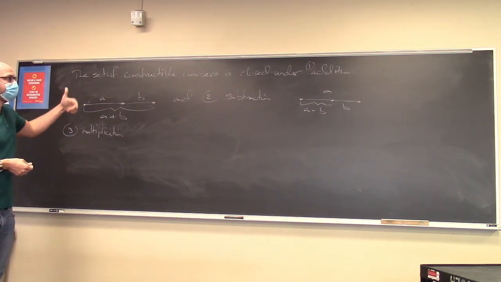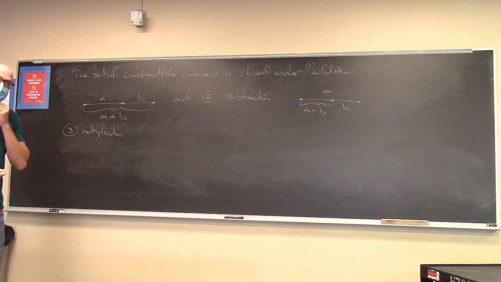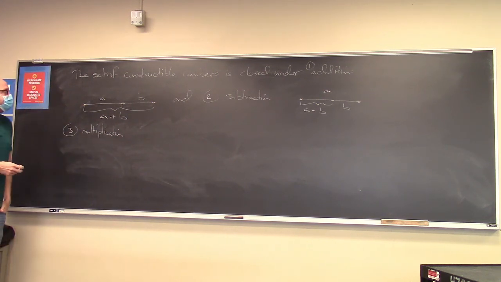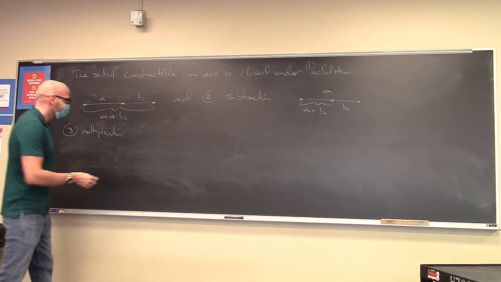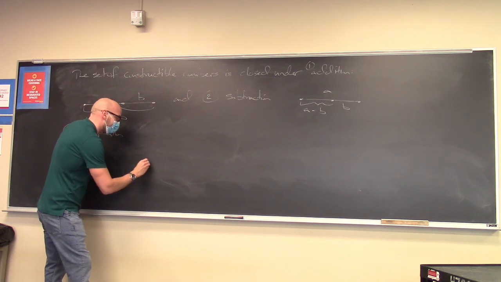And this one's not nearly as obvious as how to add or subtract. If I asked you right now to multiply two constructible numbers together and construct the length of their product, it would take you probably a little while. So here's the construction for multiplication.